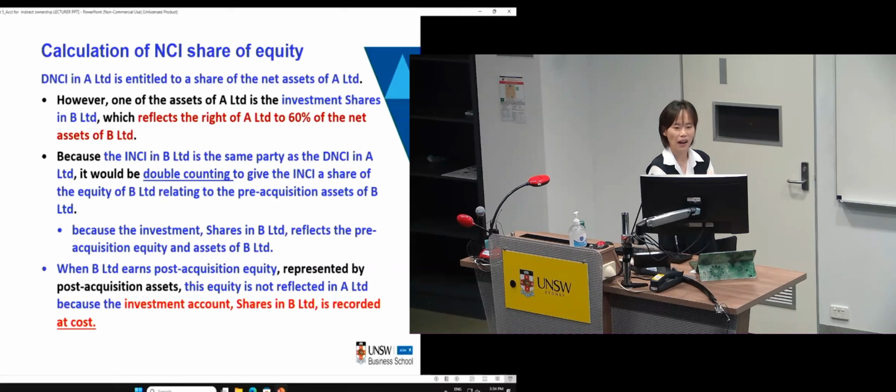Now let's continue on. Because INCI in B is the same party as DNCI in A, these two represent the same party. Right? This party has an indirect non-controlling interest in B. So these two are actually the same party. Now if you gave INCI a share of B's pre-acquisition equity balance, what happened? Double counting, right? There is double counting. Okay, do we get that?